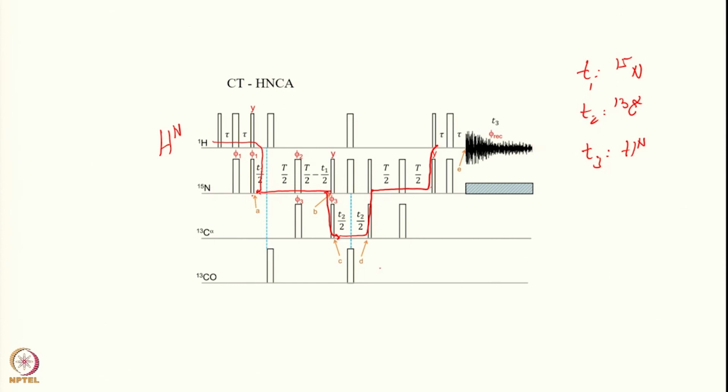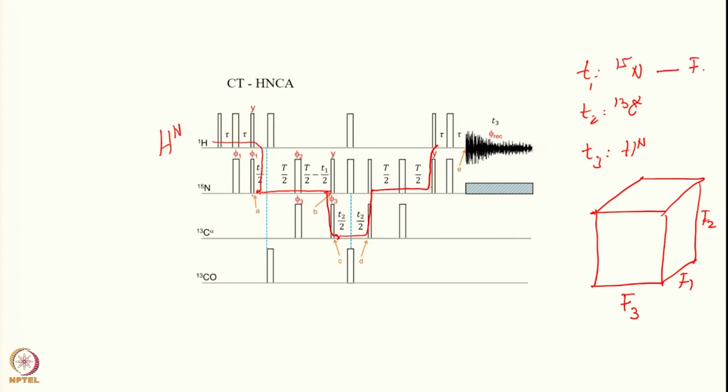Therefore, after 3D Fourier transformation, what do you expect to get? Let us say I call these F3, F1 and F2. What will be present in F1? F1 will be nitrogen 15, this will go to F1, this will go to F2, and this will go to F3. So this is the way it goes. Of course, we apply certain pulses on the carbonyl channel for the purpose of decoupling. We may not want to go into those details here, but this is the way the magnetization flows, and this is the kind of schematic spectrum you will get.